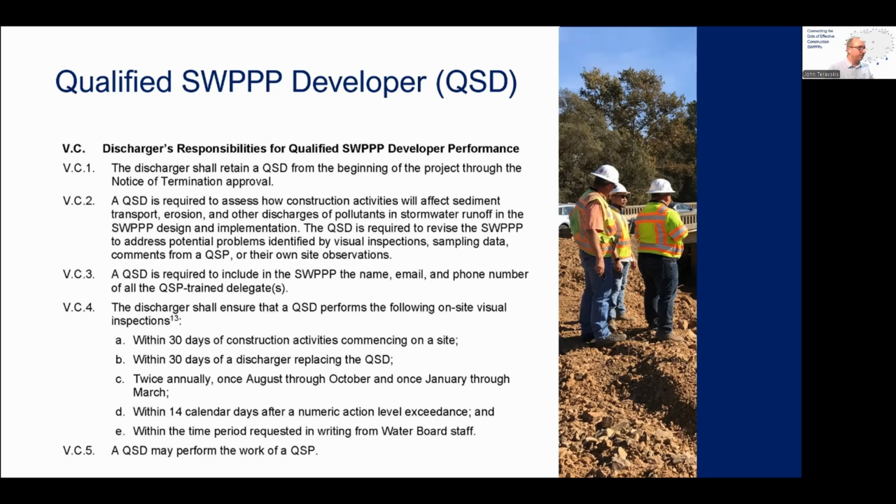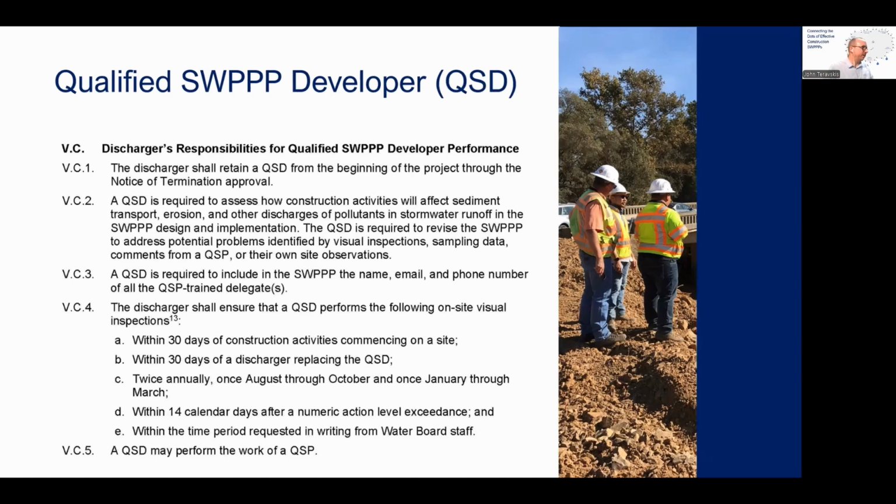But before we move on to that, let's look at some of the language here. It says that a QSD is required to assess how construction activities will affect what? Sediment transport, erosion, and this phrase that we forget about lots of times, and other discharges of pollutants in stormwater runoff. Now, notice the action word here, assess. Many times when we're connecting the dots of a SWP, that does not necessarily get connected. And we're going to talk about that, and we're actually going to do some exercises to do some assessment. Now, this requirement in the permit, a lot of us go, oh yeah, that is what a QSD does, right? They write the SWP, so no big surprise there. But let's press on to see what else they have to do now.